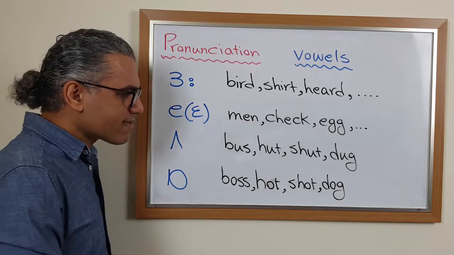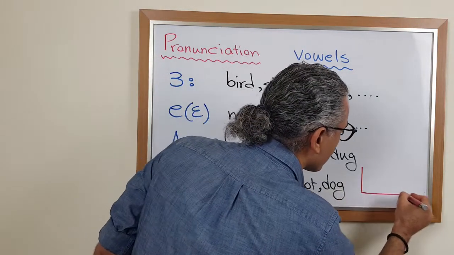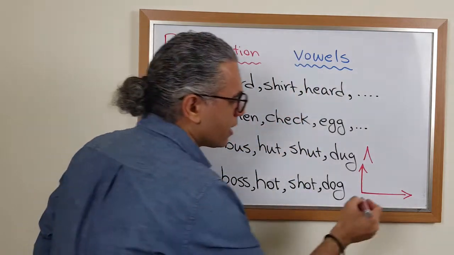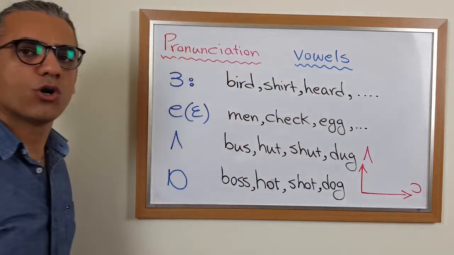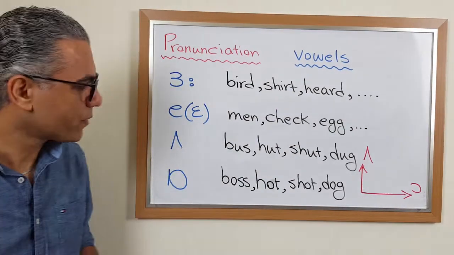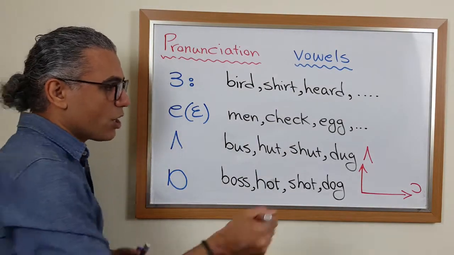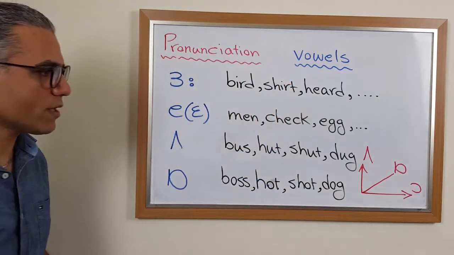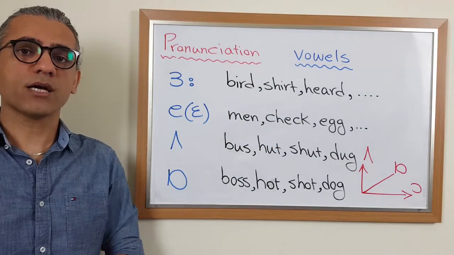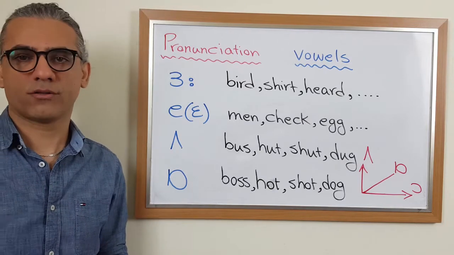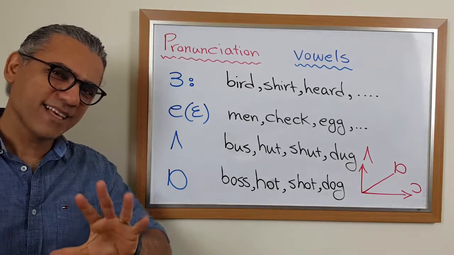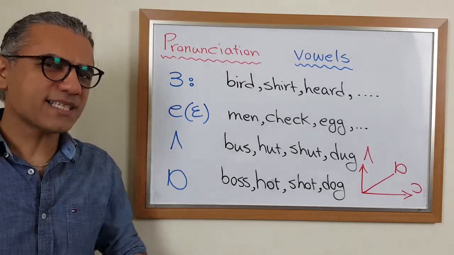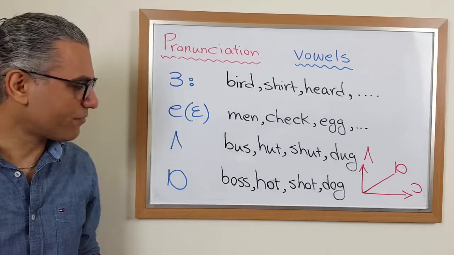Let's say this is the sound of A, and this is the sound of O. We had them before. This sound goes in the middle. So it is not A, it is not O, it is in between. Okay, so it needs some practice. If you practice, you'll be fine. It might seem a little bit difficult at first.